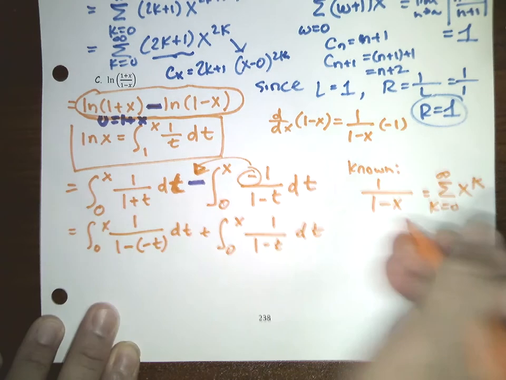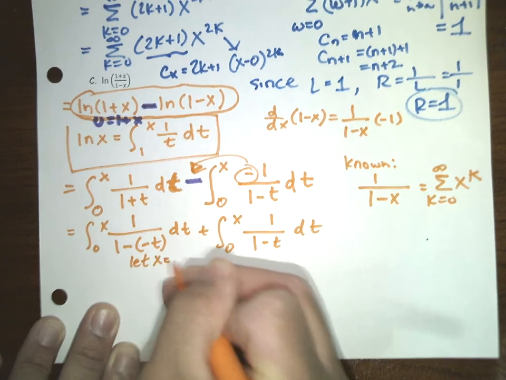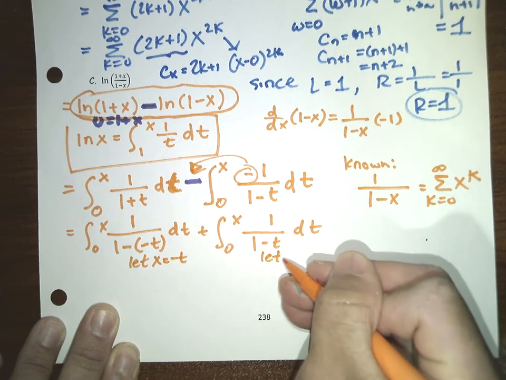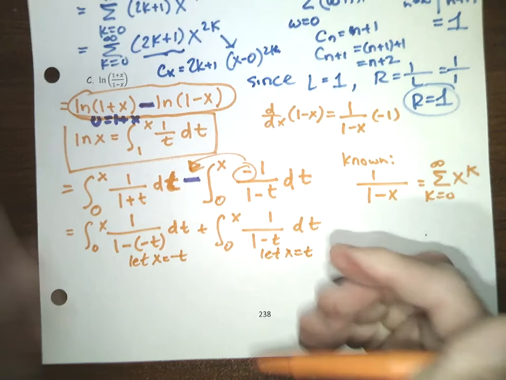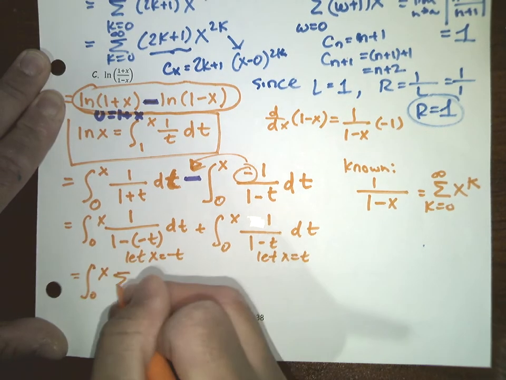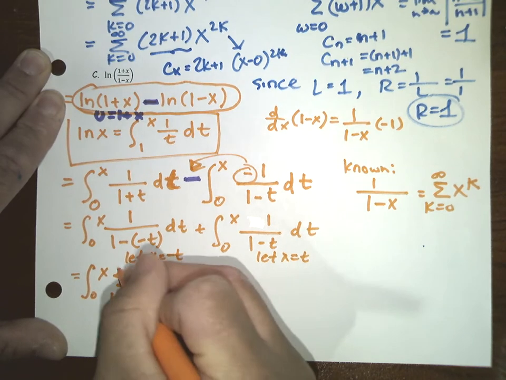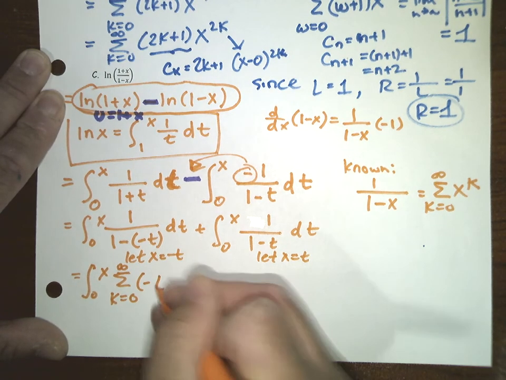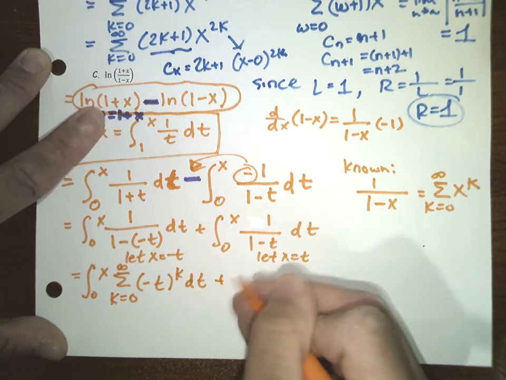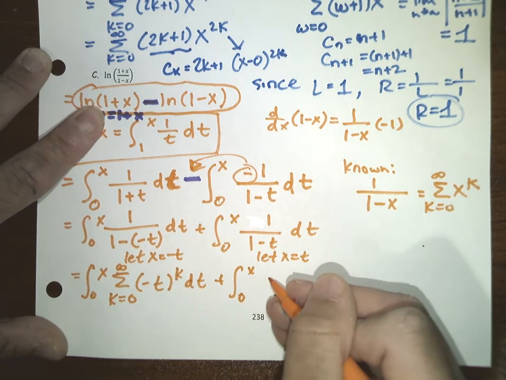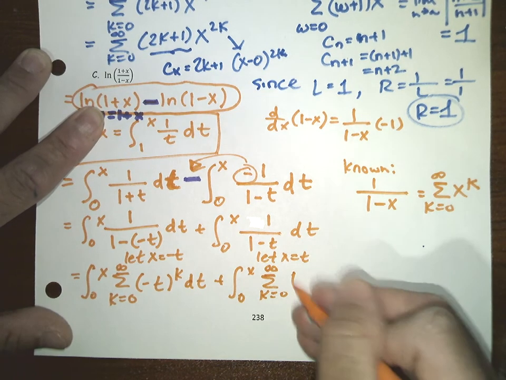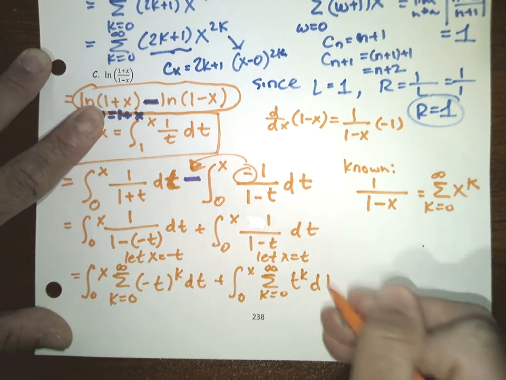So now you're going to let the x be the negative of t in this series, and then let x be t in this series. So you have the integral from 0 to x of the sum k equals 0 to infinity of negative t to the k dt plus the integral from 0 to x of the sum k equals 0 to infinity of t to the k dt.